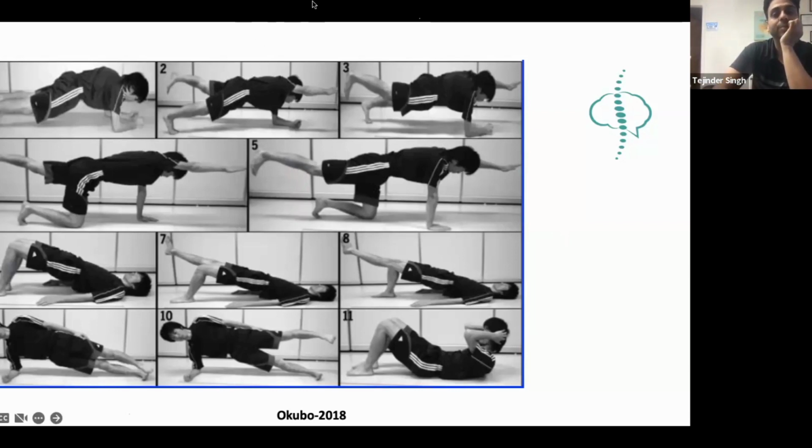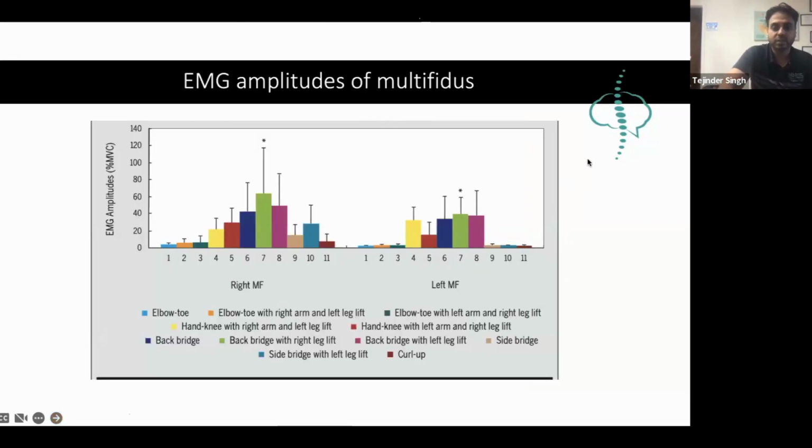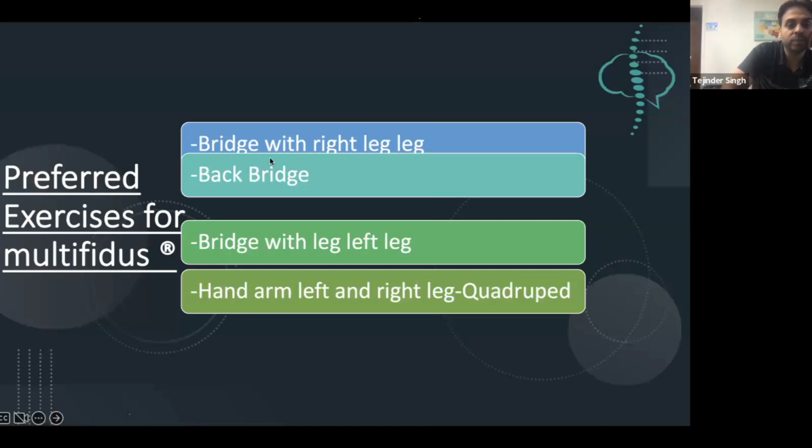Anybody who can tell me which? So let's look at what the research says, what the data says, and this is purely from the research. They studied the maximum voluntary contraction and the EMG amplitudes of the deep fibers of multifidus, and they found that when you do a bridge with the right leg, and we're talking about the right multifidus.